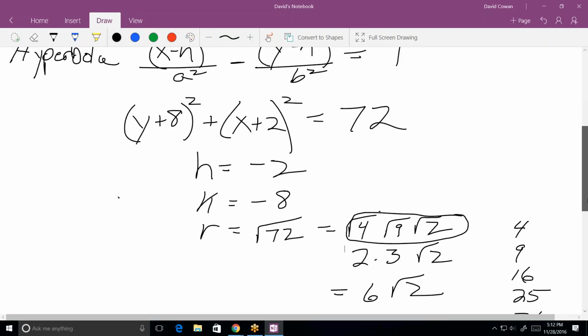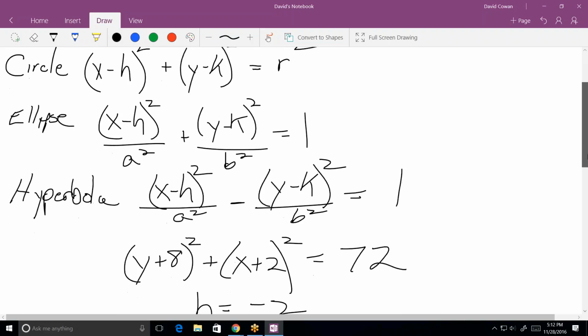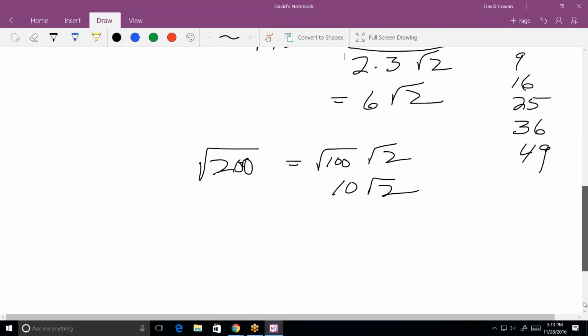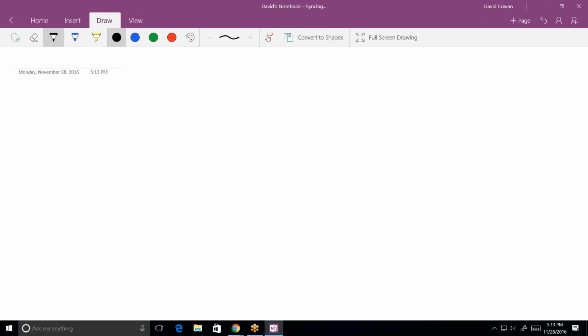So what else do you have there? The next one has us put it in standard form of the equation, so it doesn't start out in standard form. So the first one is x squared plus y squared minus 4x plus 8y minus 5 equals 0.